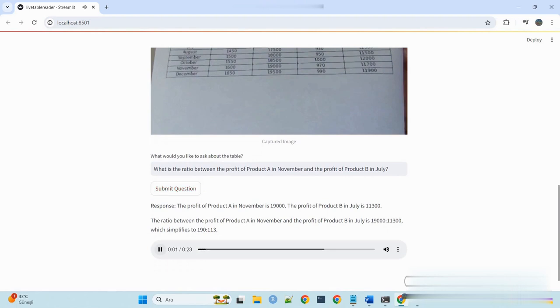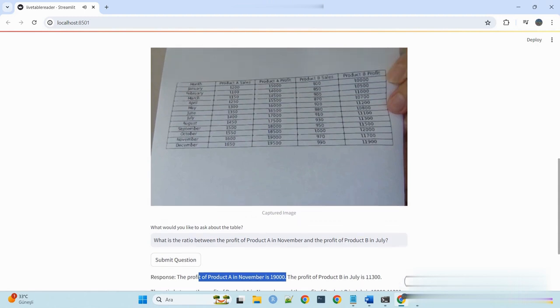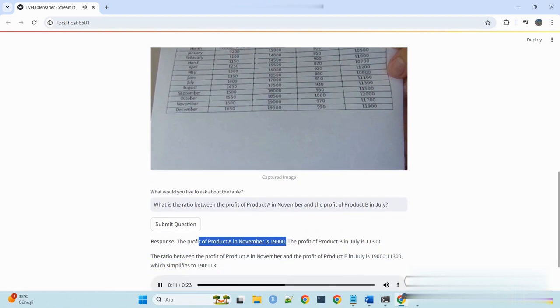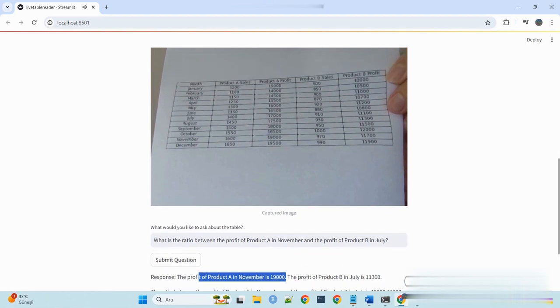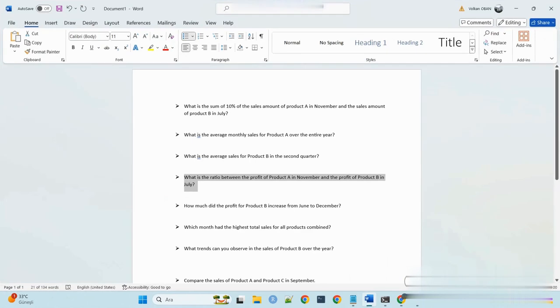The profit of product A in November is 19,000. The profit of product B in July is 11,300. The ratio between the profit of product A in November and the profit of product B in July is 19,000 to 11,300, which simplifies to 190 to 113.